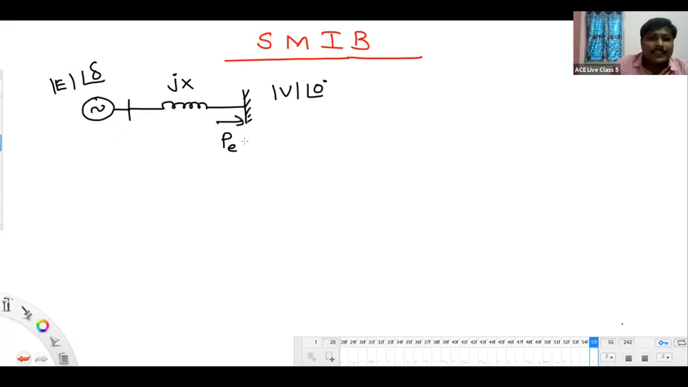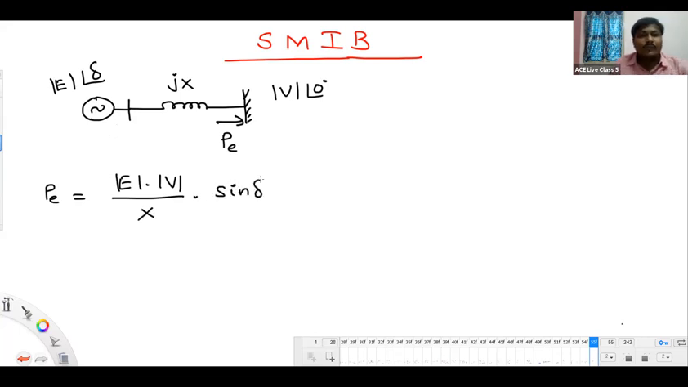Electrical power injected PE. What is the expression for PE? Mod E into mod V by X into sine delta. See, for example, if you want to use the ABCD equation, that also you can use, but this is a simplified form of that ABCD equation. All of you look here once.